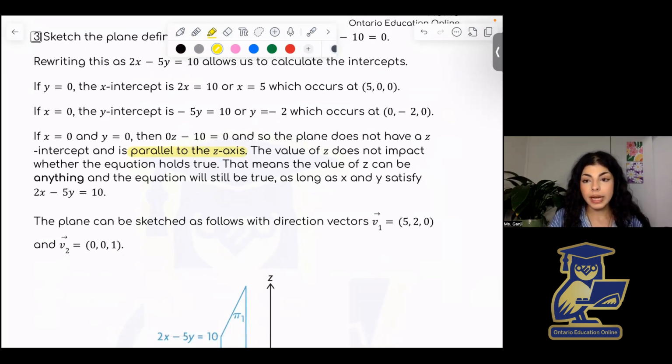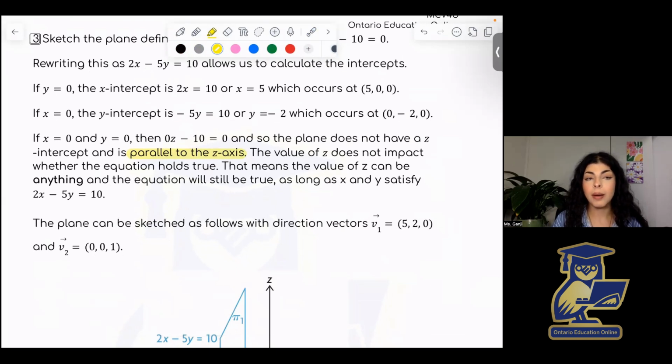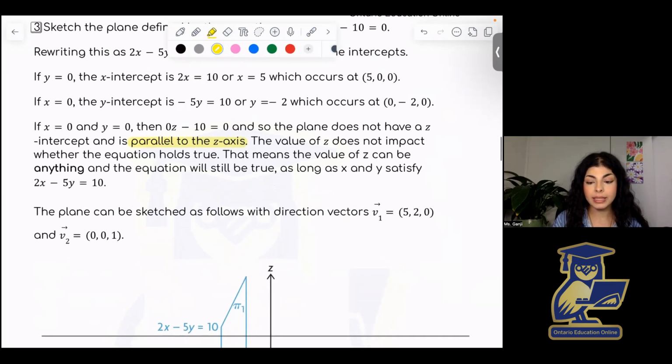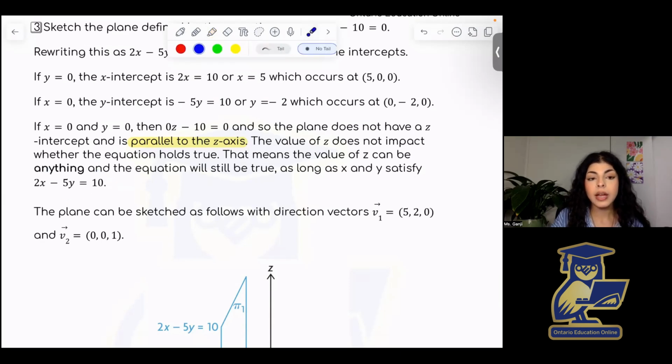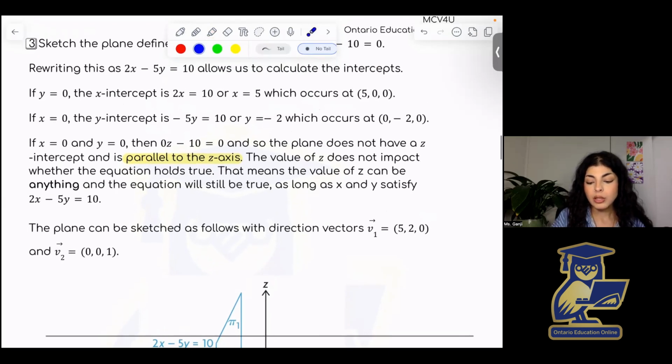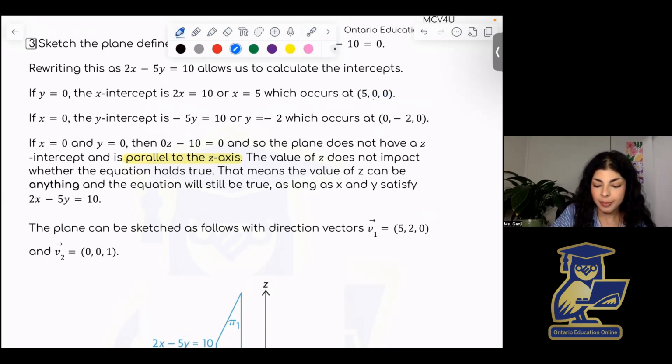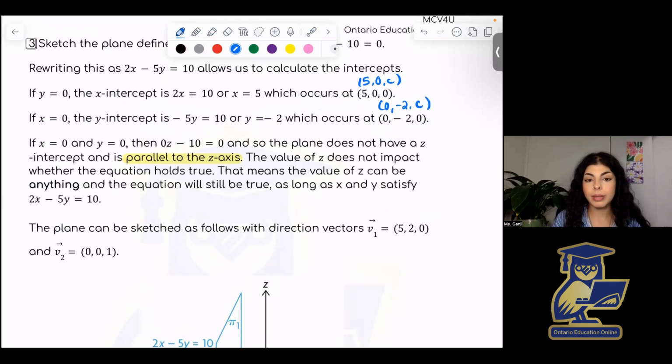And this will help us find one of the direction vectors for our plane, knowing that it is parallel to the z-axis. So pretty much the value of z does not impact our equation at all. And so z can be any value here, and this will not impact any of our points. So as long as x and y satisfy this equation here, you will have points on the plane. So going back to these intercepts that we found, I can pick any value of z here, and I will still have (5, 0, c). This will be a point on the plane. And same here, (0, -2, c) will also be a point on the plane as well.